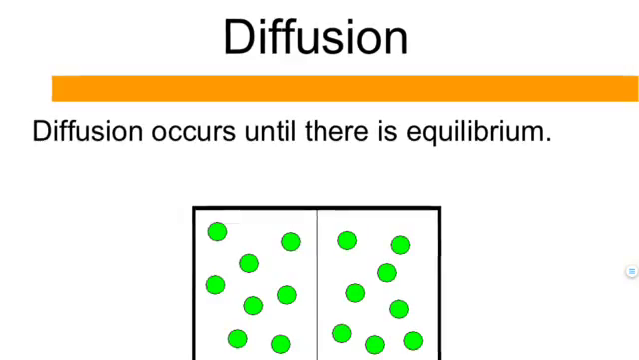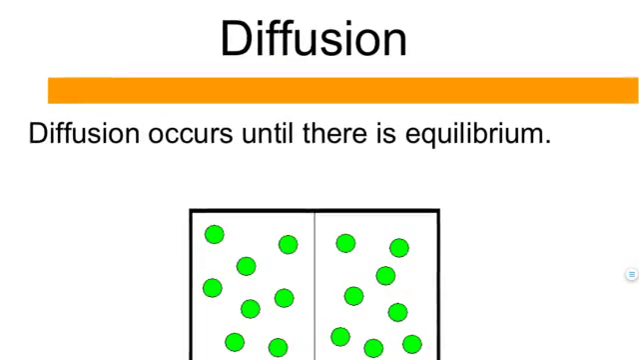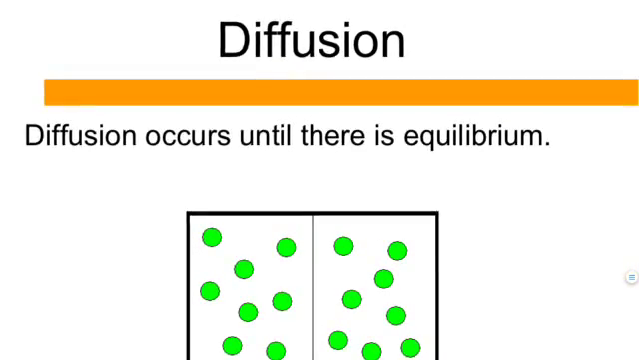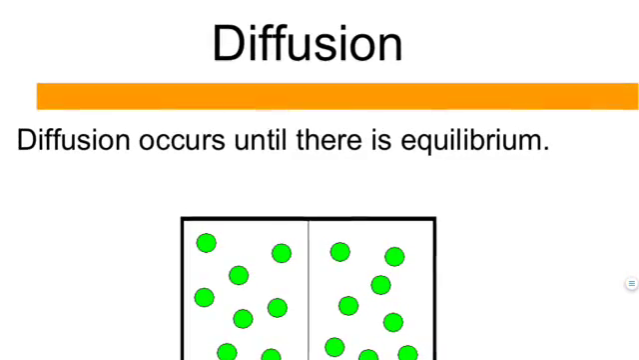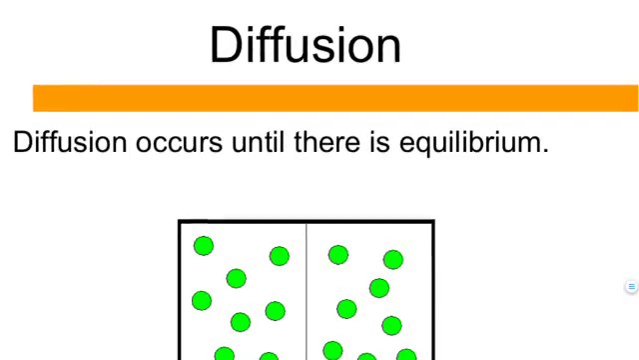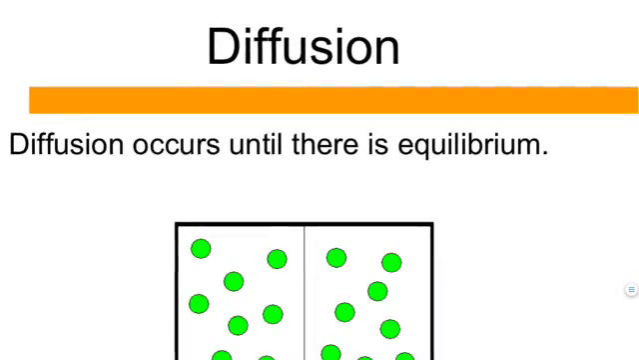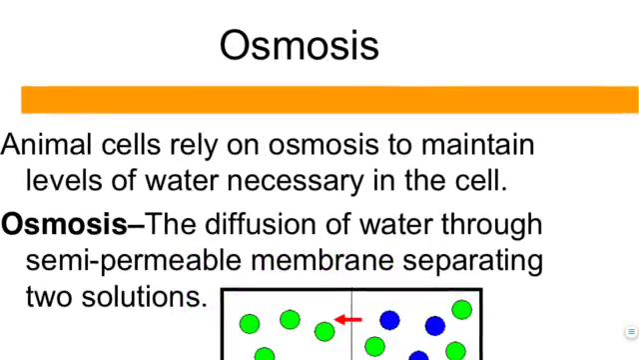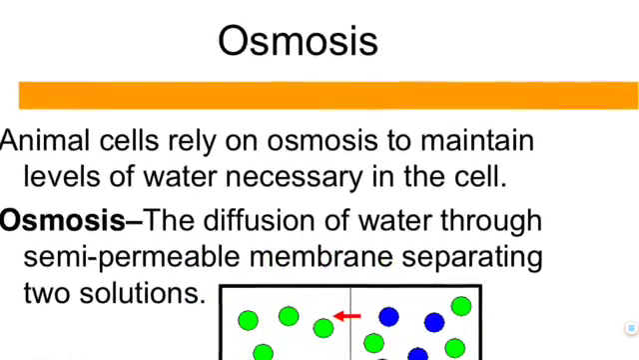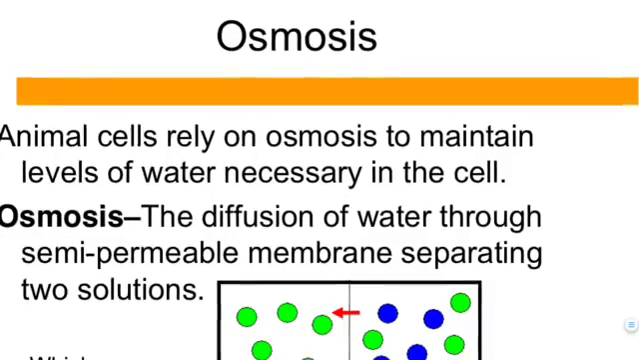Animals rely on osmosis to maintain levels of water necessary in the cell. And osmosis is the diffusion of water through a semi-permeable membrane separating two solutions. In this example, you can see that the water is going to move to the left to equal things out.